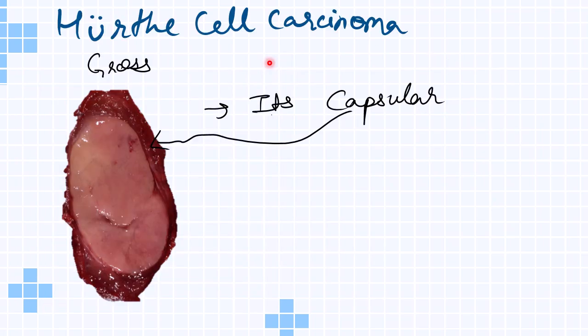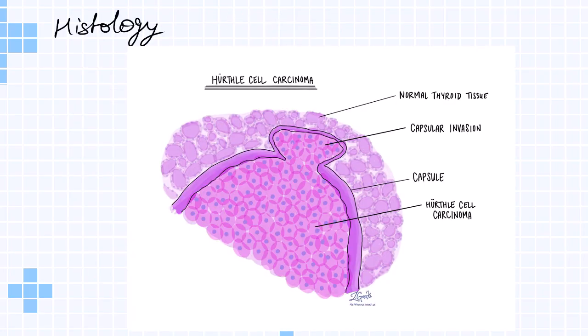Now let's discuss Hürthle cell carcinoma. This is the gross appearance of Hürthle cell carcinoma. Notice that the tumor is encapsulated. Let's see its microscopic features. On histology, identify the normal thyroid tissue surrounding the tumor. Next, notice the capsule surrounding the lesion. An important feature is capsular invasion by the tumor cell, indicating malignant behavior. Within the capsule lies the Hürthle cell carcinoma.